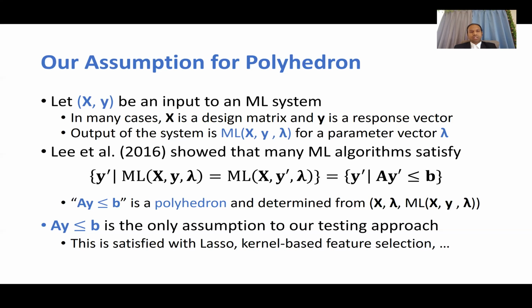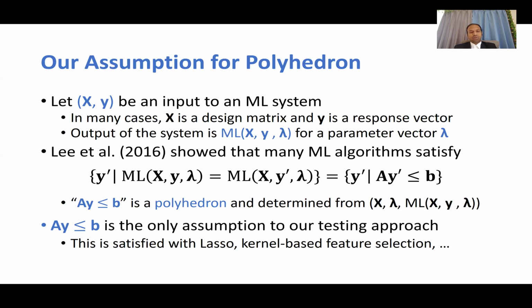The seminal work of Lee and his co-workers in 2016 showed that many ML algorithms satisfy the following condition: the set of Y prime such that ML(X, Y, lambda) equals ML(X, Y prime, lambda) is equal to the set of Y prime such that A Y prime is less than or equal to B. This is a very important condition. Actually, we applied this condition in our research.